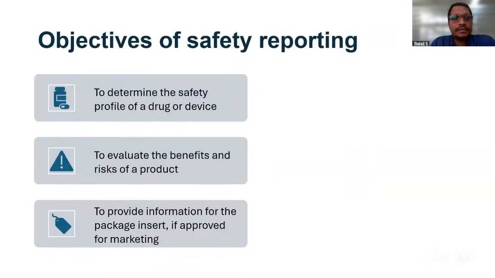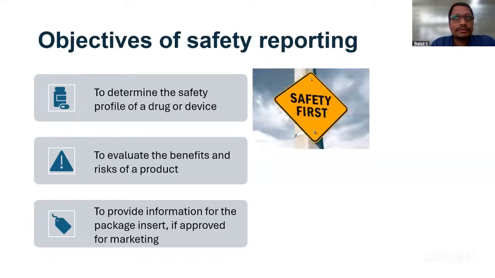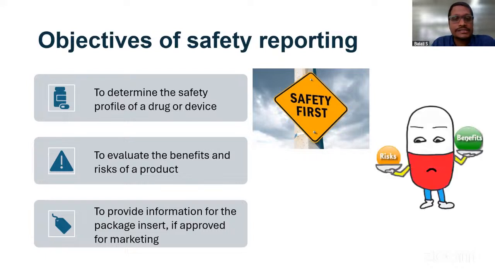The objectives of safety reporting are to determine the safety profile of a drug, where we would be looking into the safety, what adverse events are common with that particular drug or a device when we use it, what is to be considered, and what diseases we can or cannot give that particular medication for. All that can be looked into this, and then to evaluate the risk and benefit of the product.